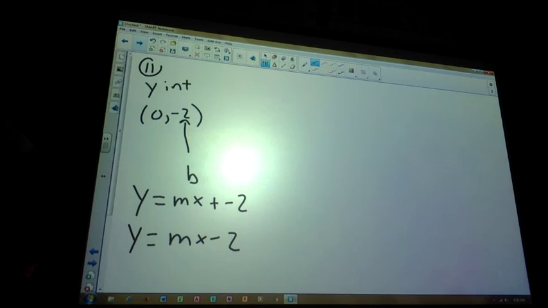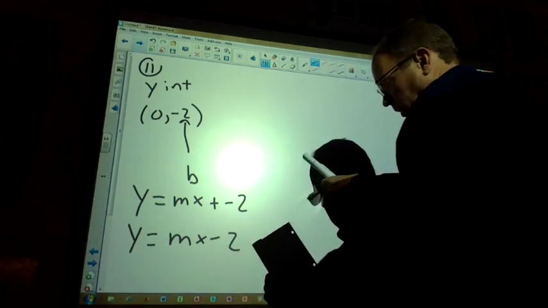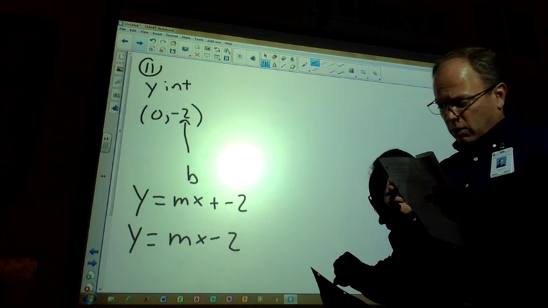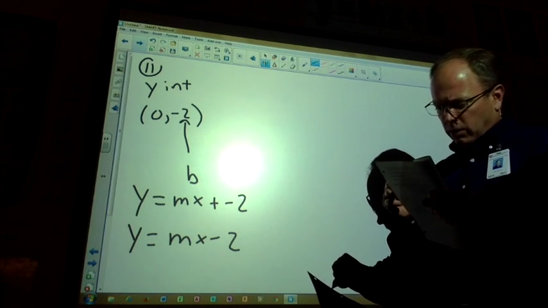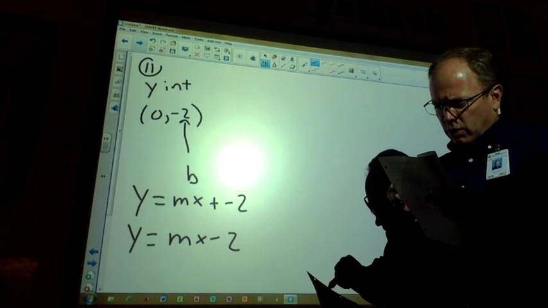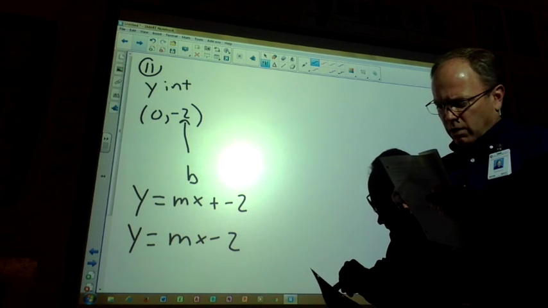So now we have to find the slope. So we have to figure out a different point that might work. Any 2, 0? On number 11? 0, negative 2. I already got 0, -2. Totally works. Negative 3, 2.